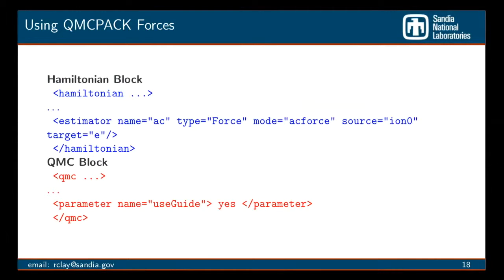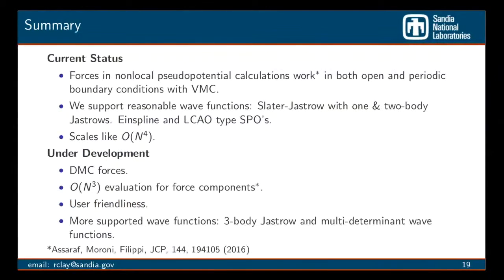To handle the guiding functions, you basically have to go into the QMC driver itself. So if you're running DMC or VMC, you'll add this extra line into the XML block. This basically tells it to use a guiding function instead of the trial wave function. There might be one more parameter so that you can tune that epsilon. But as I said, once it's implemented, it'll be very easy for a user. It's just not quite 100% there yet.